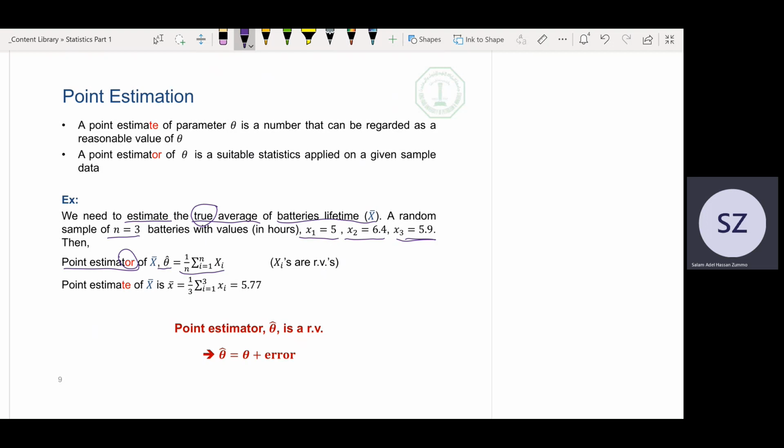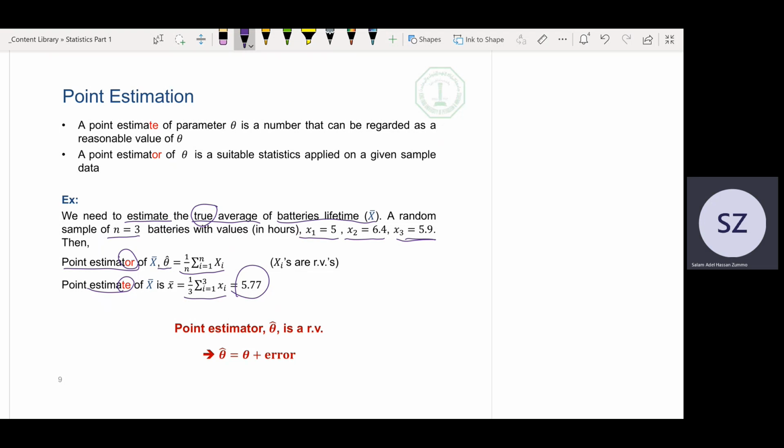Clear? Now, for these three specific samples, we can calculate the estimate, which is the exact value. Using this equation, 1 over 3, summing from i equal 1 to 3 of xi, we get 5.77. Yes, this is the difference between the estimator and the estimate.